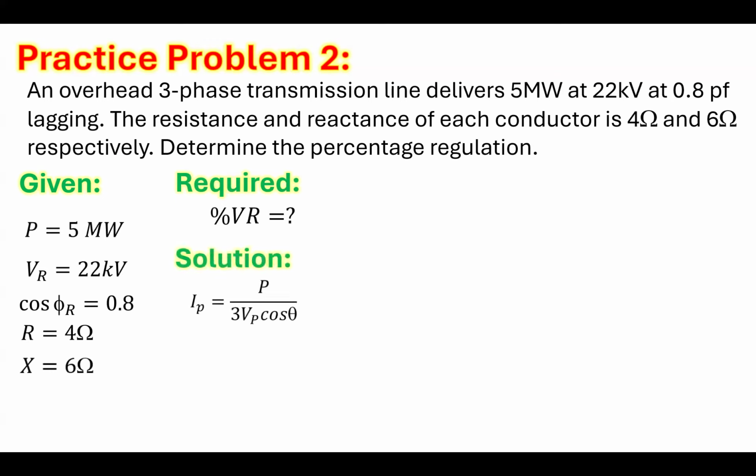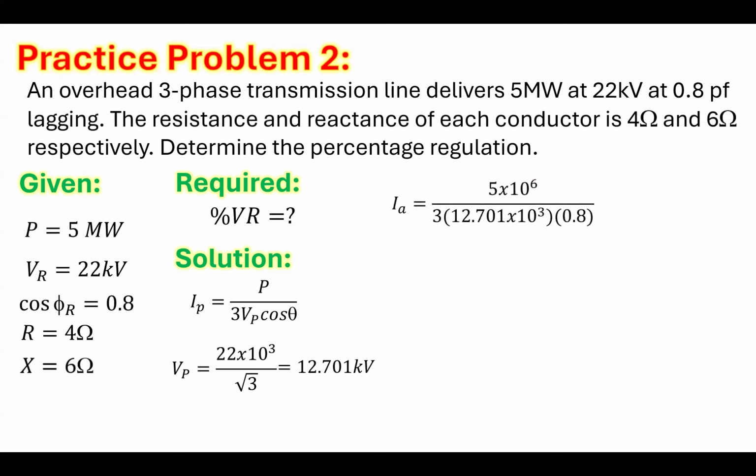So for our solution, let us solve first the phase current, that is power all over 3 multiplied by the phase voltage multiplied by the cosine theta, or simply the power factor. Substitute, but first we have to get the value of the phase voltage by dividing the line voltage by square root of 3. This will give us 12.701 kilovolts.